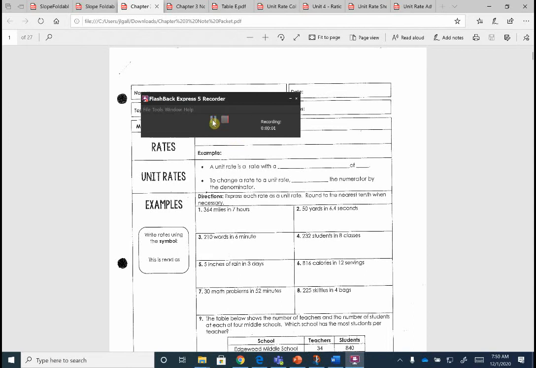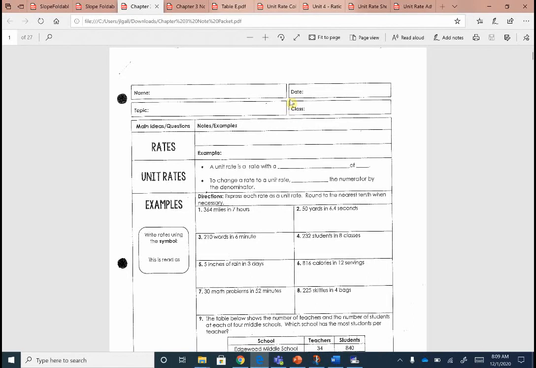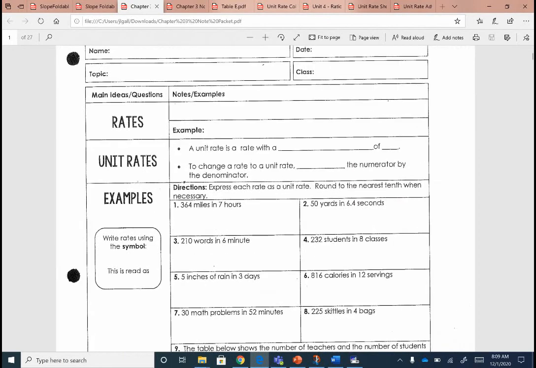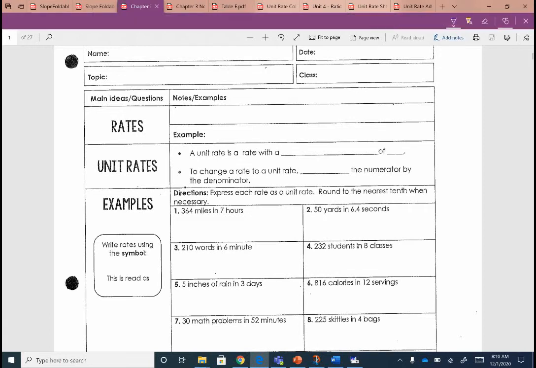Okay, so what we're going to do is look at the first page of our packet. Please make sure you put your name at the top of that front page. You can put the date if you'd like to; that's up to you. But make sure you have your name on it. And again, please make sure these packets go home with you, even if you don't have anything to finish up with them.